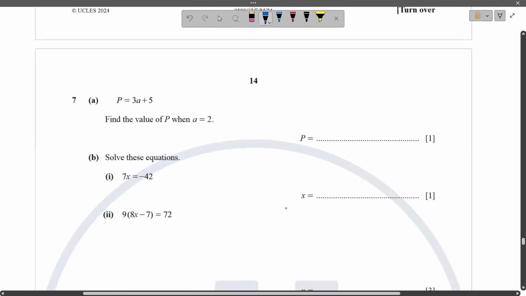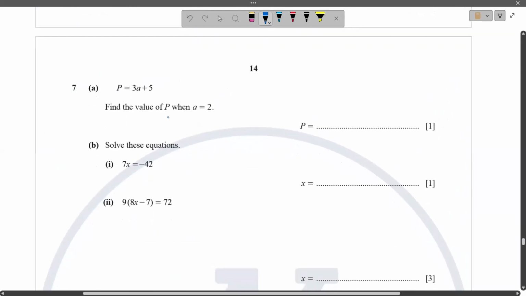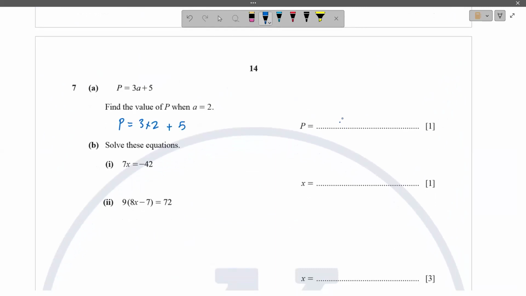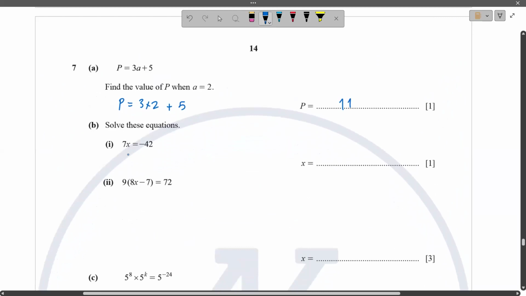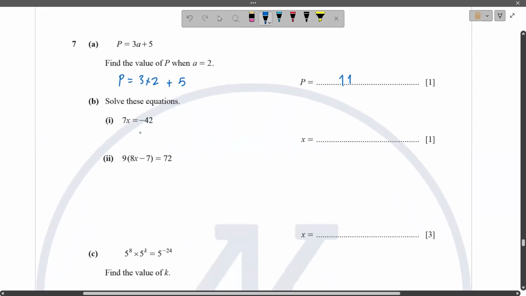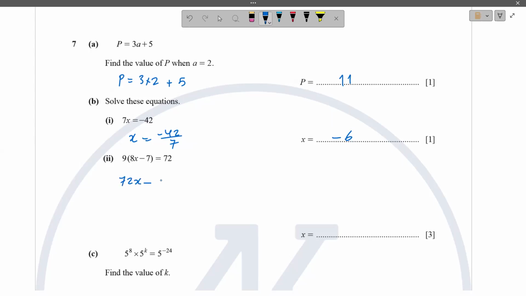Okay, question number 7. Find the value of P when A equals 2. So P equals 3 multiplied by 2 plus 5, which is equal to 6 plus 5, 11. Solve. So here X equals negative 42 over 7, which is equal to negative 6. Expand first, 72x minus 63 equals 72.